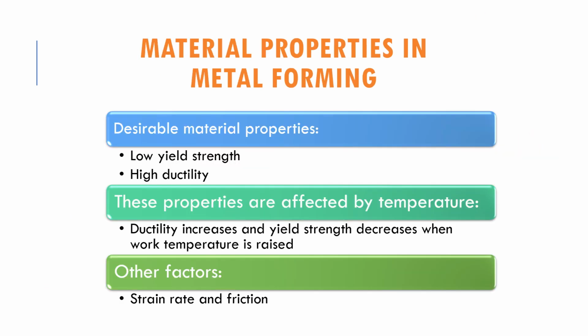In terms of material properties in metal forming, the most desirable properties are low yield strength and high ductility. Why do we need low yield strength? So that we will be able to change the shape. If the yield strength is high, it will be very difficult for us to change the shape of the material. And high ductility means it is easy for us to deform it and change the shape. This process is usually affected by temperature. These properties we can change using temperature, where ductility will increase and yield strength will decrease when the temperature is raised. Other factors will be strain rate and also friction.